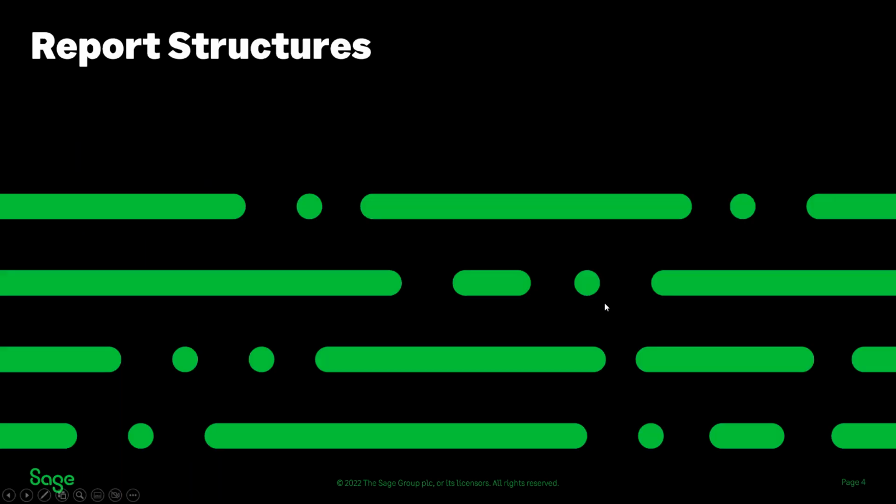Okay, so I'm just going to go back to the slides. And we'll start off looking at report structures. So how the standard Sage reports are structured within Report Designer. Now, if you can identify certain elements on a report, it will make it easier for you to make any amendments. So what I'm aiming for is really, I'd like you to feel confident in understanding which sections appear on a report and why.